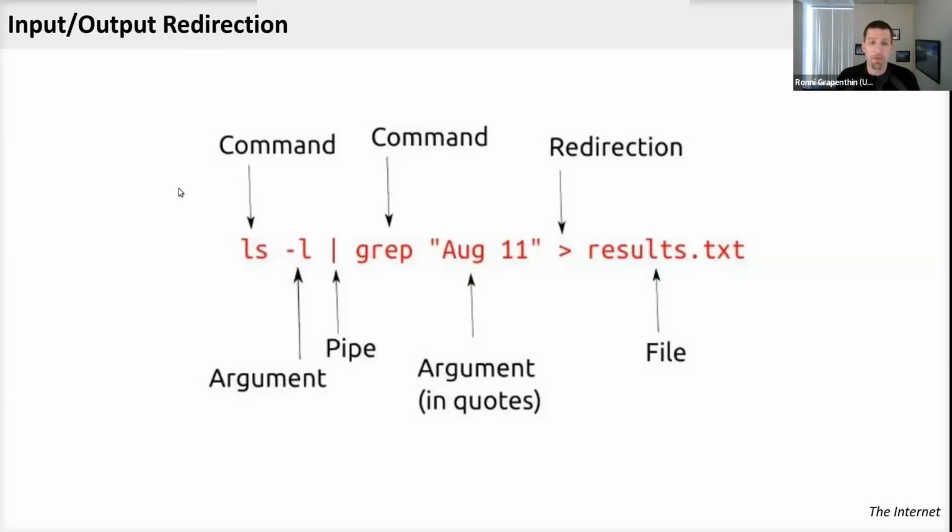Now, grep is going to be looking for the string and is then going to output every line that contains AUG 11. And now we take that and we don't print it to the screen because we don't want to look at it right now. We want to save it for later, and we direct it into a new file. And that file doesn't have to exist. You just give it a name here, results.txt, and after you execute this, this file will exist in your current directory and contain everything that is in here.